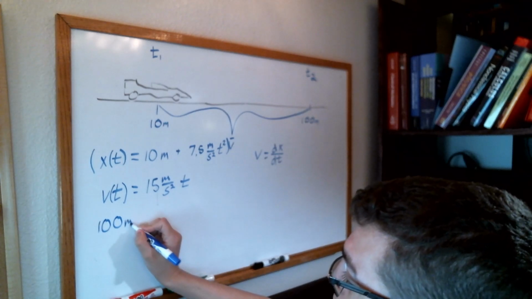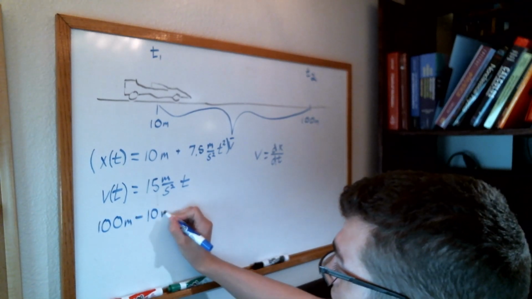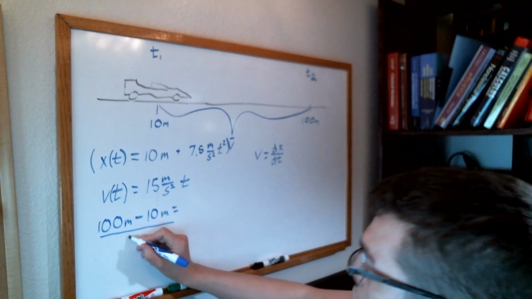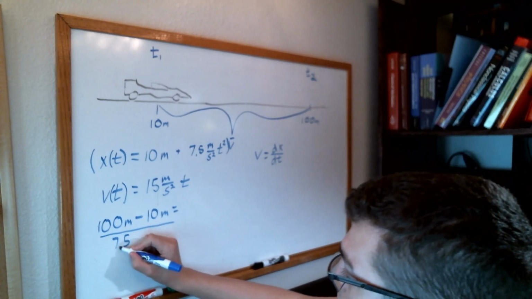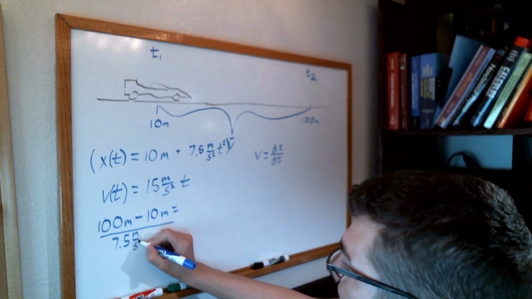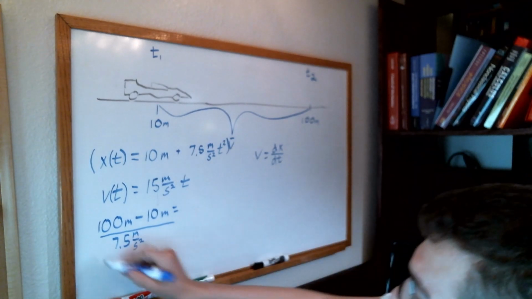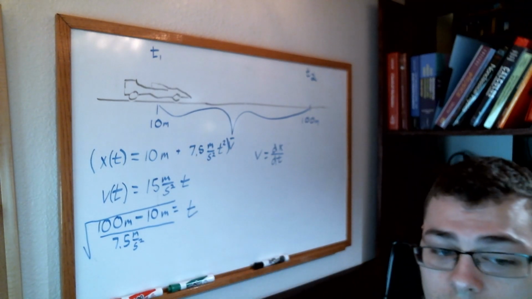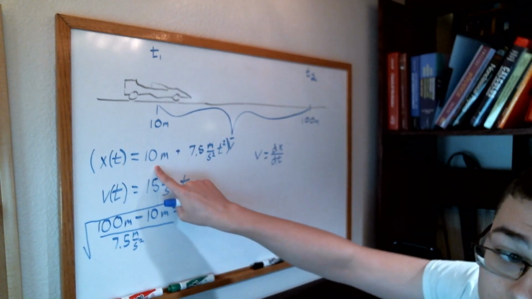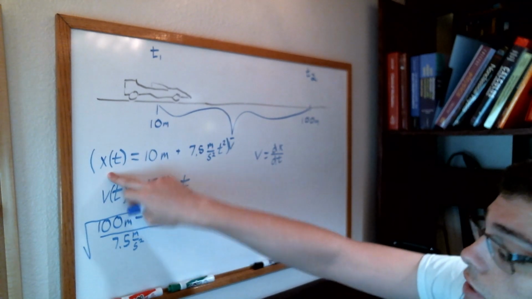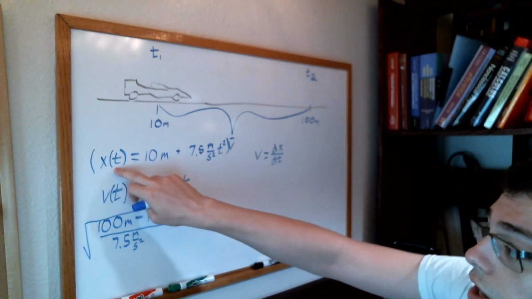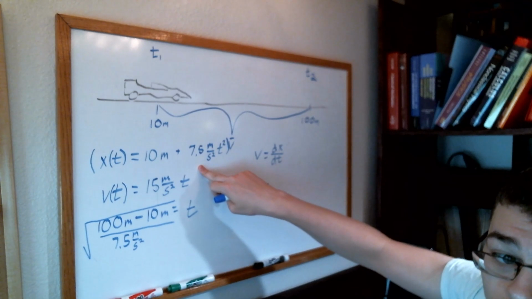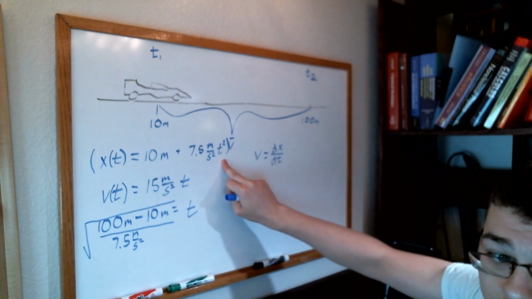So we'll plug in our 100 meters, subtract 10 from the other side, and then divide both sides by 7.5. And then we have to take the square root of both sides to get t all alone on this side. So to recap, first we plugged in 100 meters for x, subtracted 10, divided both sides by 7.5, and took the square root to get t alone.